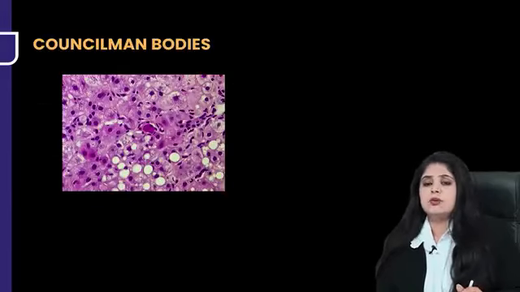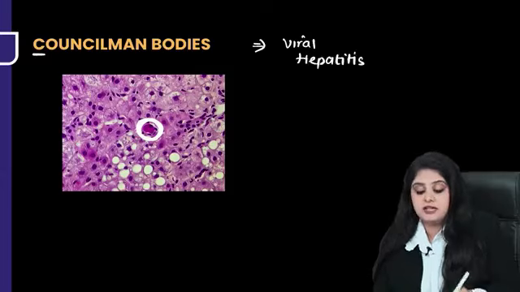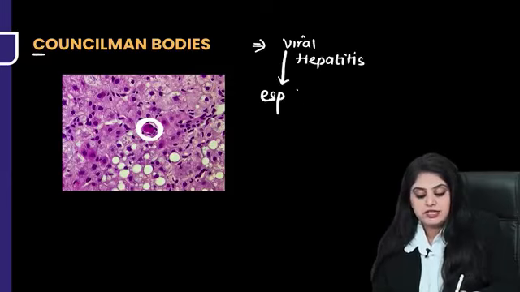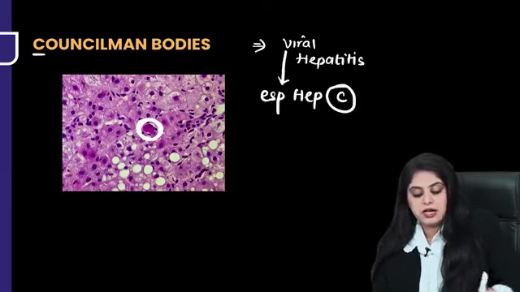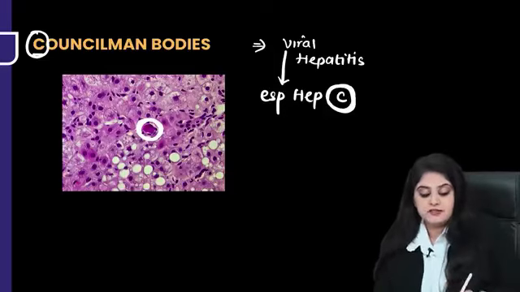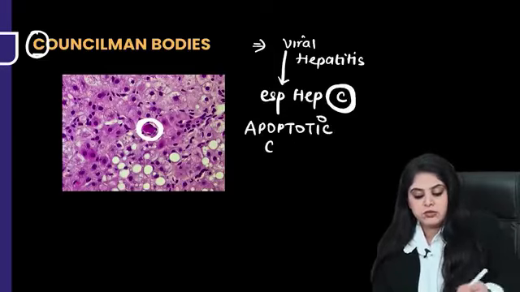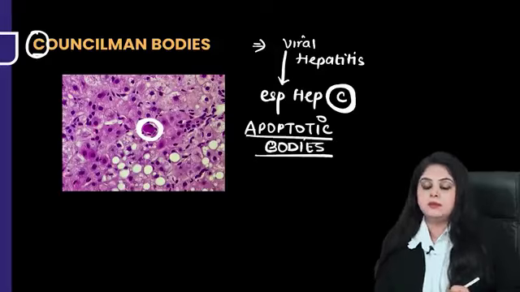Then asking you one more question from pathology. Where do you see these pink color single bodies, the Councilman bodies? We had studied that Councilman bodies are seen in viral hepatitis. And what exactly viral hepatitis? Especially seen with hepatitis C. Councilman bodies are seen very commonly with hepatitis C virus. And what kind of bodies are these? That's our first chapter, first question. It is going to be apoptotic bodies. Apoptotic bodies are Councilman bodies.